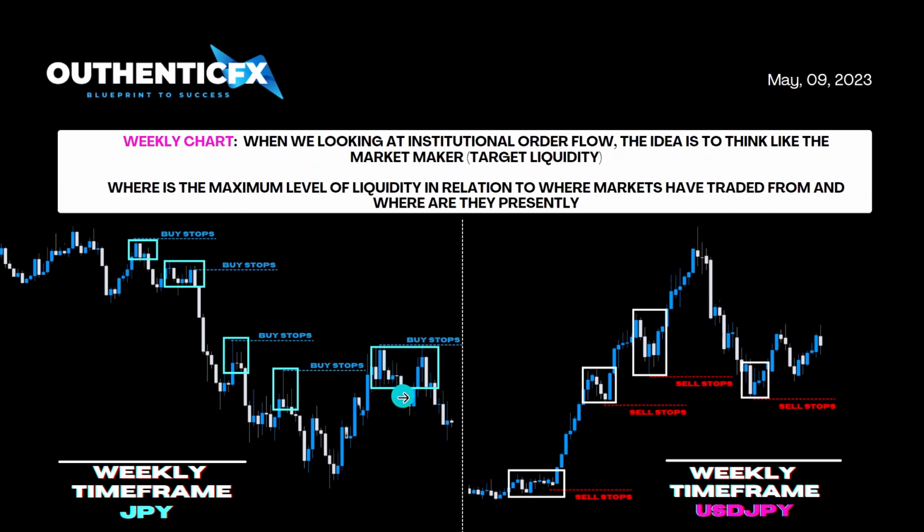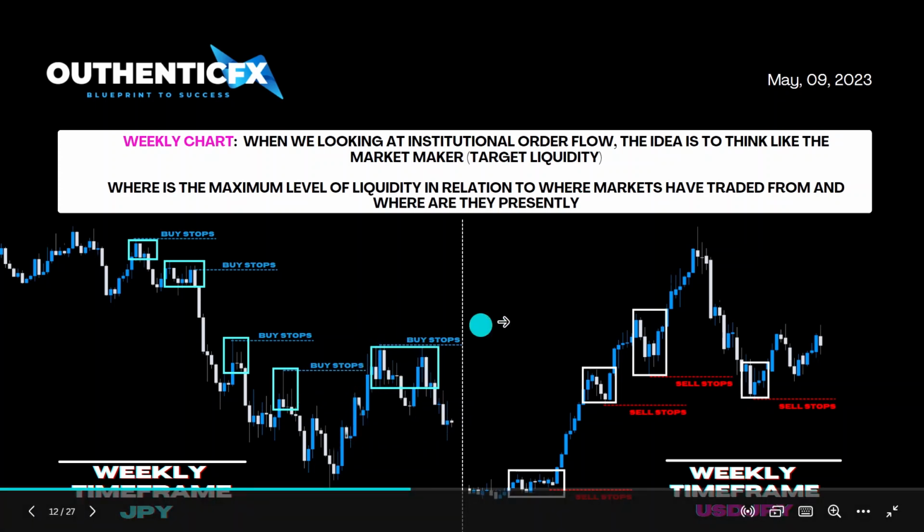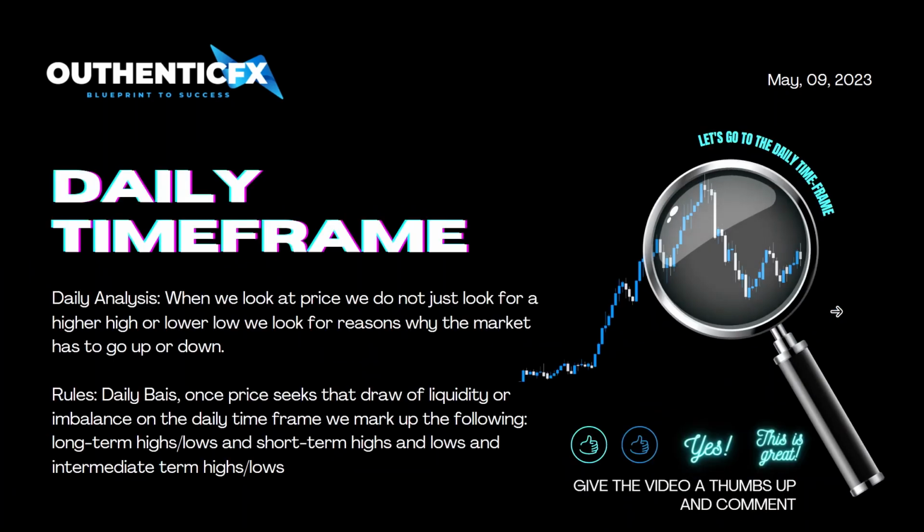This indicates that from here on, we will be targeting the rest of the buy stops, vice versa with the sell stops, guys. The question that we need to write down or note is, where is the maximum level of liquidity in relation to where markets have traded? So market have already traded here to the downside, and now we have to put into perspective where price is currently. Price has currently broke structure, indicating that a new trend is about to occur.